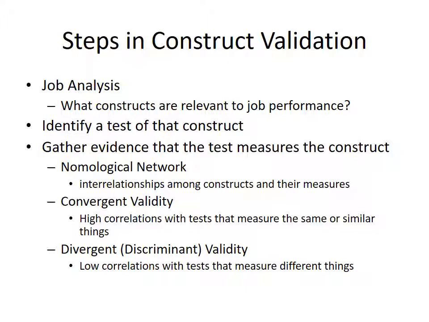If you're actually going to gather the data yourself, you're usually going to use a combination of convergent validity and divergent or discriminant validity. So convergent validity simply means that whatever the test is highly correlated with tests that measure similar or same things. And divergent validity means low correlations with tests that measure different things.